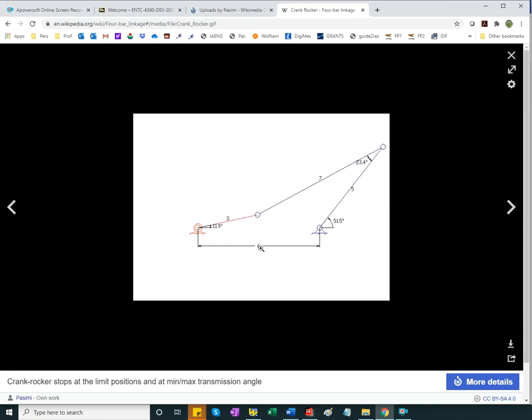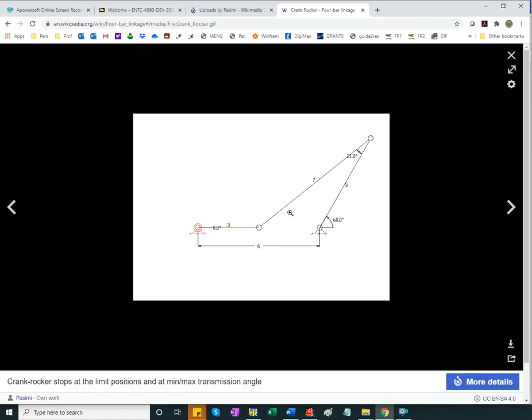Link lengths are 6, 3, 7, and 5, and it displays the input angle, the transmission angle, and the output link angle, and it pauses at the minimum and maximum transmission angle positions. So this is the minimum transmission angle, minimum output angle, and then it pauses again when the transmission angle is maximum. Just observe these values, and then it pauses again when the output angle is maximum.